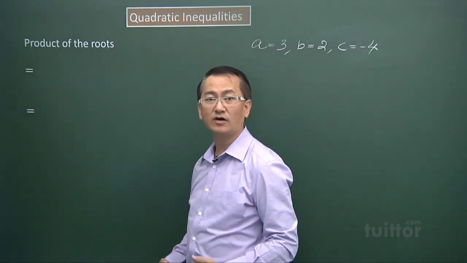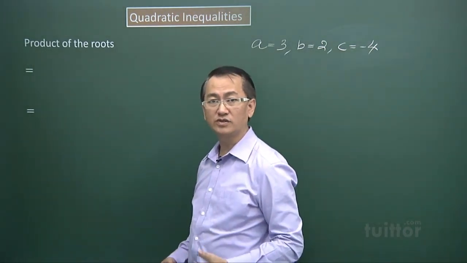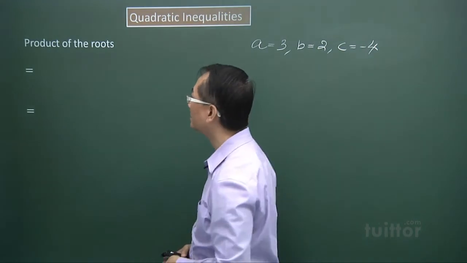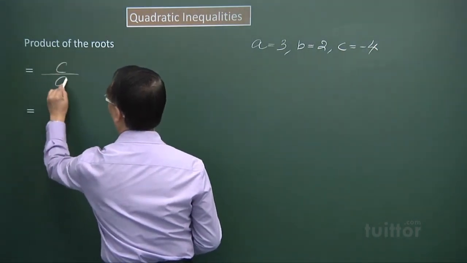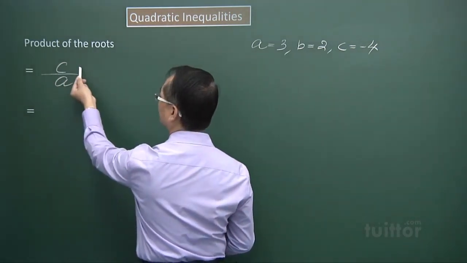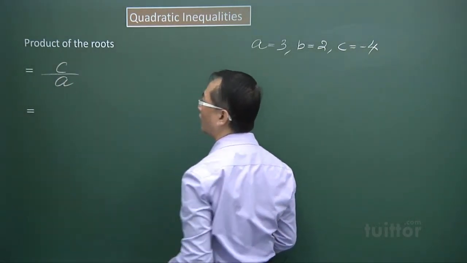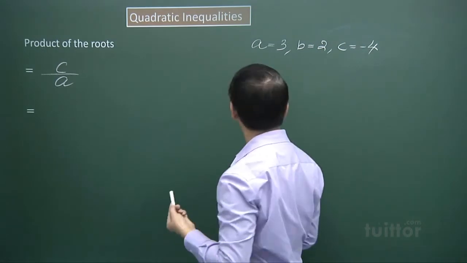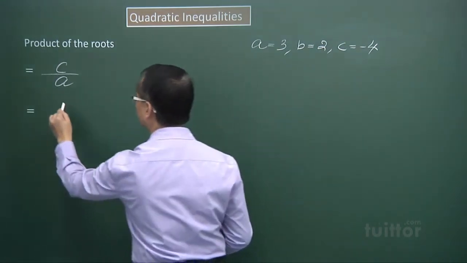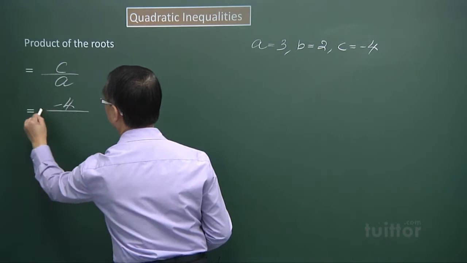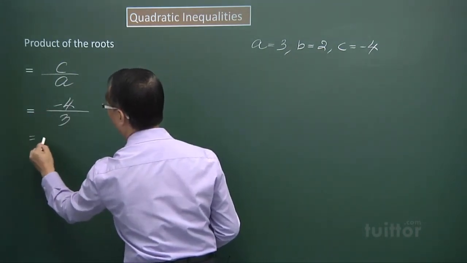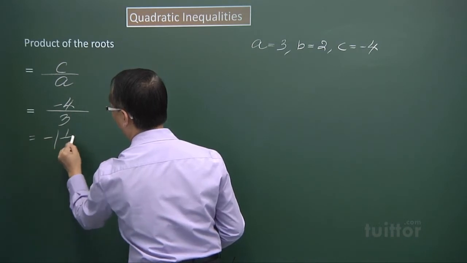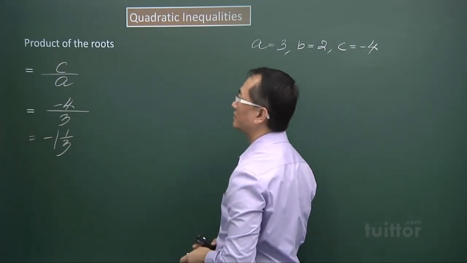Then the product of the two roots in the equation would be C over A, the constant term divided by the coefficient of x squared. C is -4 and A is 3. So we have -1 and 1/3.